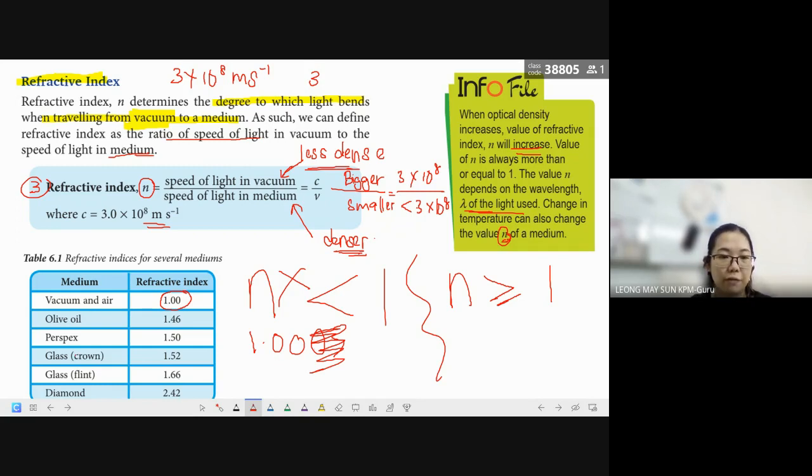Then after that, we have olive oil. Before olive oil, actually, we have water. Water is 1.33. Olive oil is 1.46. Perspex or glass is 1.5. Glass from crown, I'm not quite sure about this crown and flint. The refractive index is much higher, and the highest refractive index will always be diamond. Later on, you will know that diamond is the most sparkling and twinkling material when light enters, because its refractive index is very high. Later we will talk about this in total internal reflection.